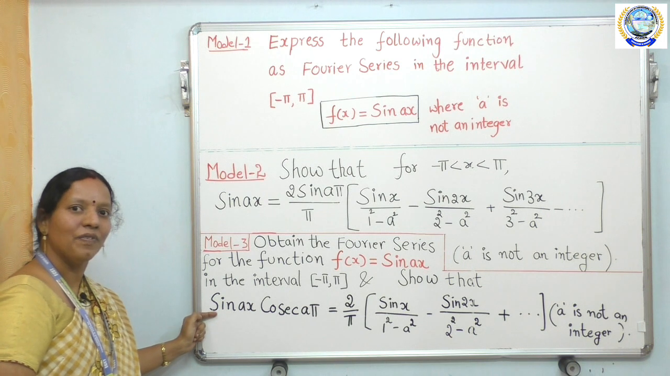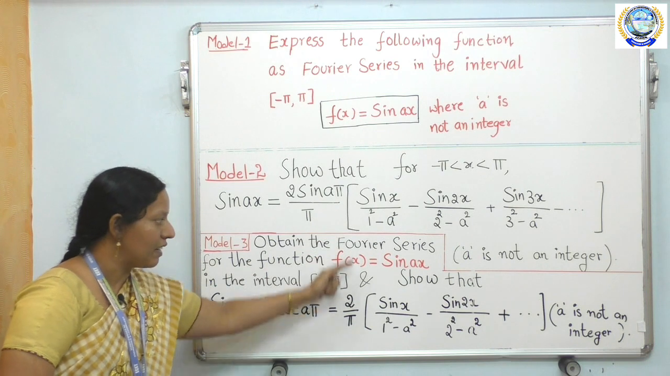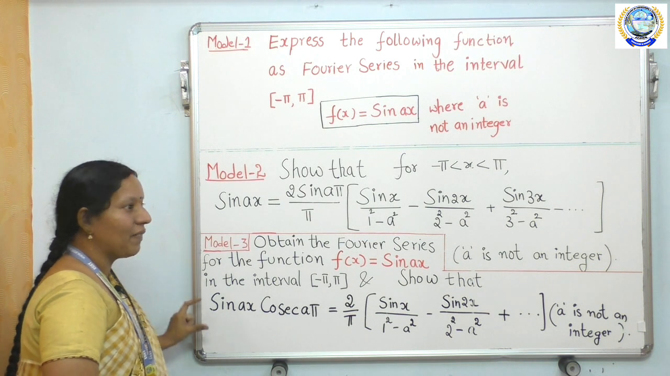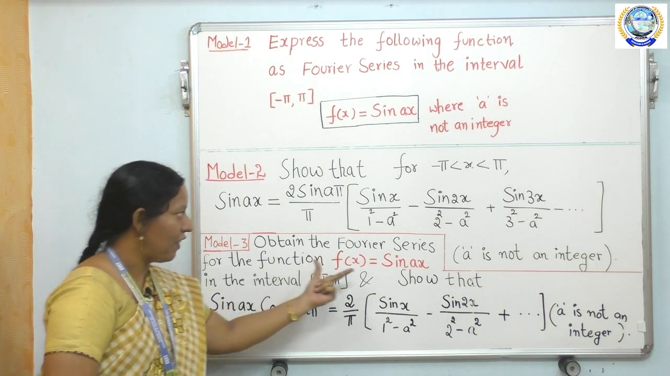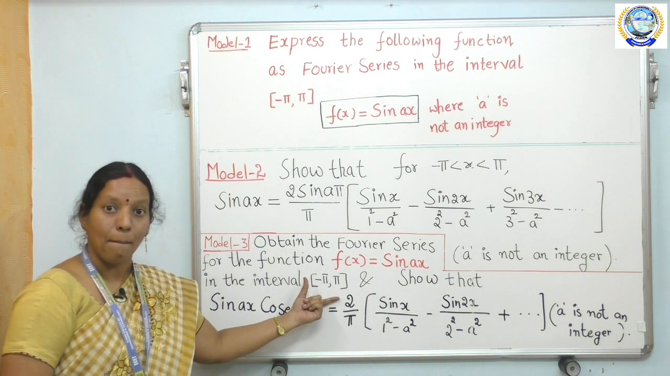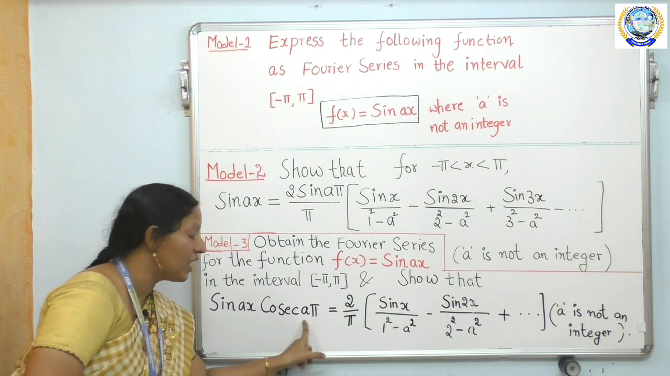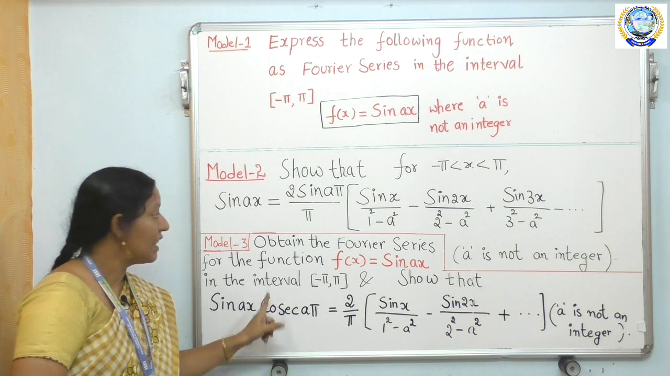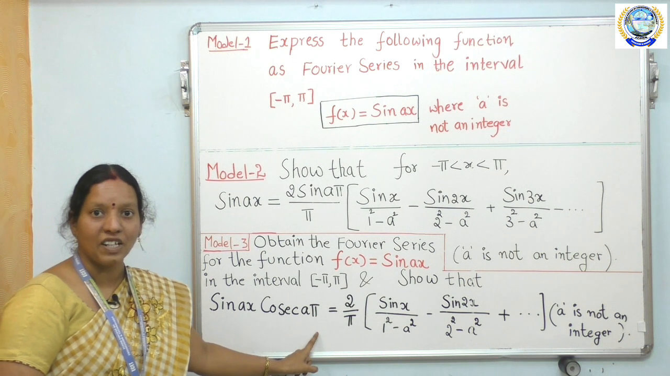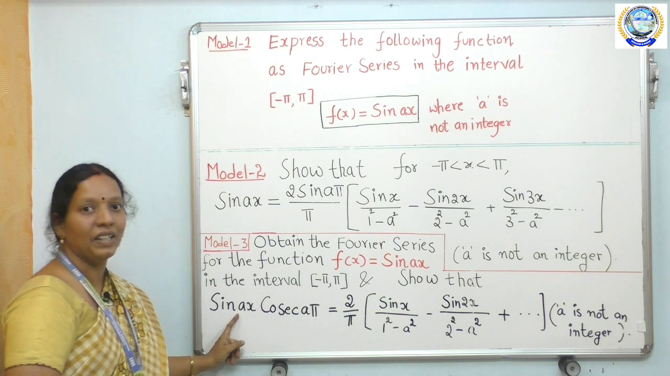Observe this one. sin ax cosec aπ. The remaining series is the same. That means model 2 can also be given like this. Here the function f(x) is given directly. The interval is also mentioned directly, but they concentrated on the coefficient cosec aπ. That means sin aπ turned into cosec aπ. Did you observe the change? In this way, they will give you model 2 as model 3.